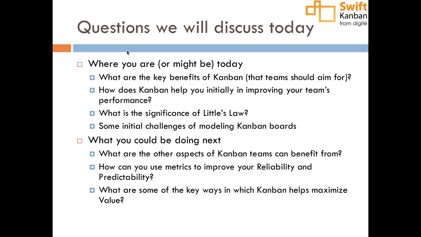In relation to some of the initial metrics that you use, there is a widely discussed law that is used in Kanban, that is Little's Law. We'll talk a little bit about what is the significance of Little's Law and how you should think about it as part of using Kanban. And also talk a little bit about some of the initial challenges that you might have in modeling Kanban boards. So that's the first half of the session today. And once we've gone through it, we can look at what happens when you reach a certain level of usage and maturity with Kanban.